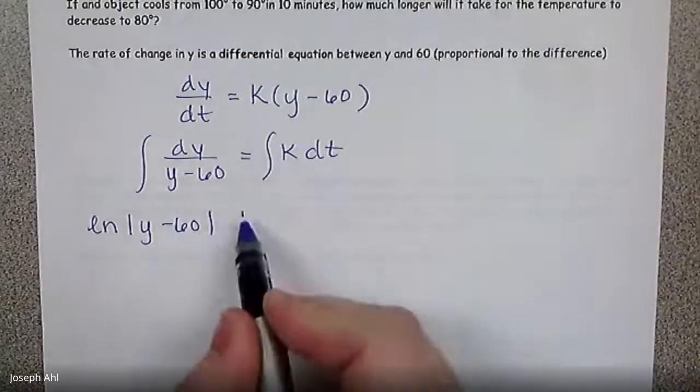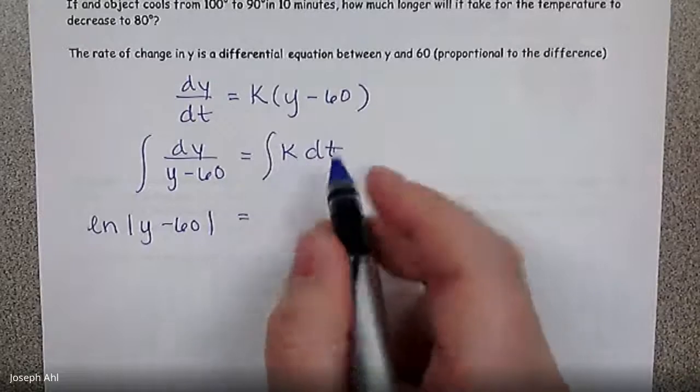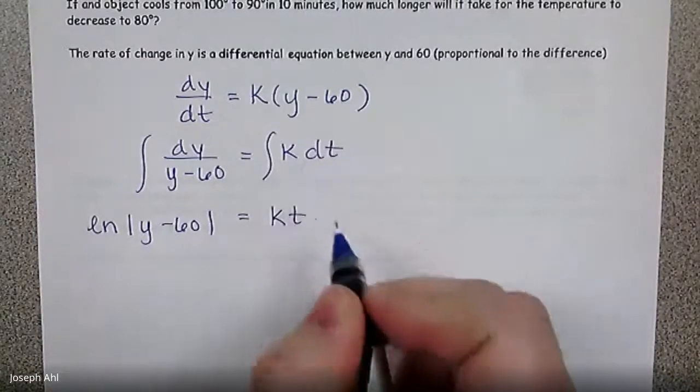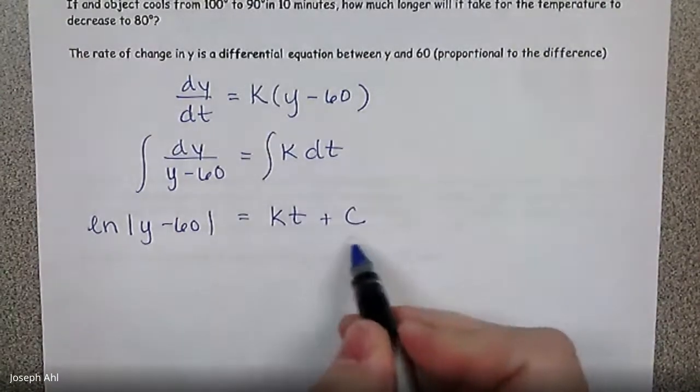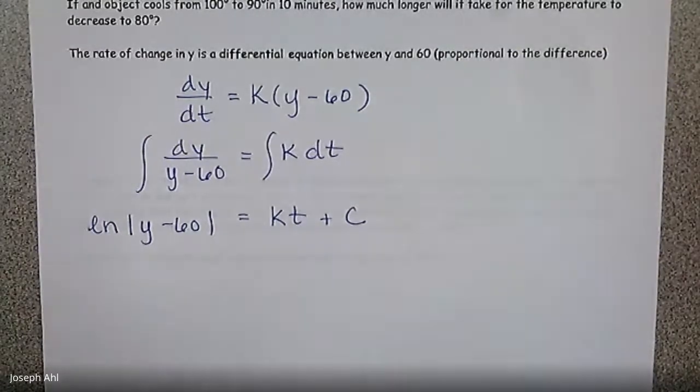Okay, so then on this side, the antiderivative of k with respect to t is going to be kt, and we'll put plus some constant. We'll group all the constants over there. And now we have to start finding out what that constant c equals, so we have to use some of the initial conditions.